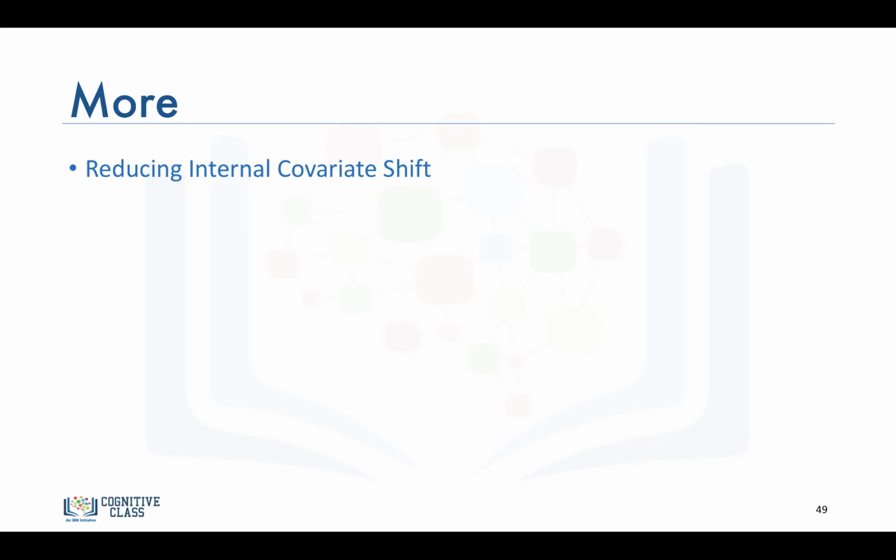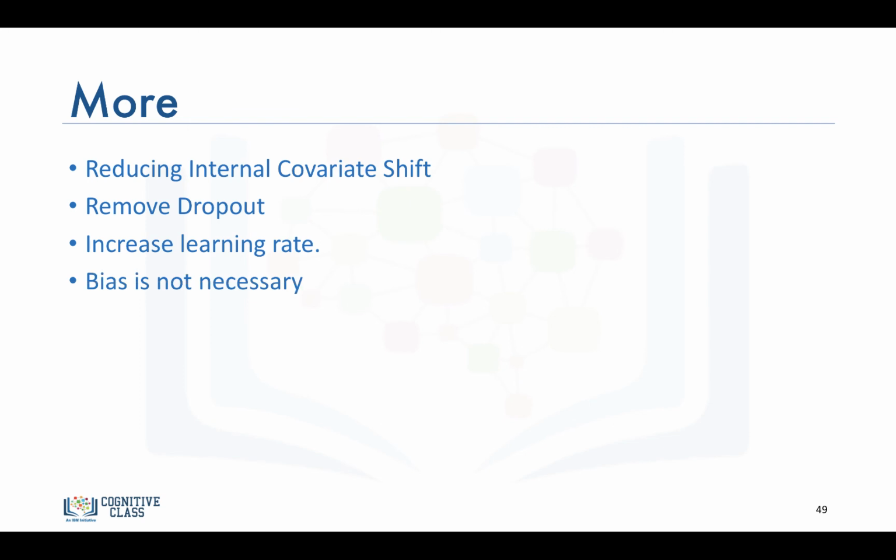We didn't discuss it because that's pretty involved, but that's another reason why batch normalization works. They also said you don't need dropout in the paper, but you can verify that yourself. And it allows you to increase the learning rate. And finally, the bias isn't really necessary, and you can go over the math yourself to verify that. So that's it for batch normalization.